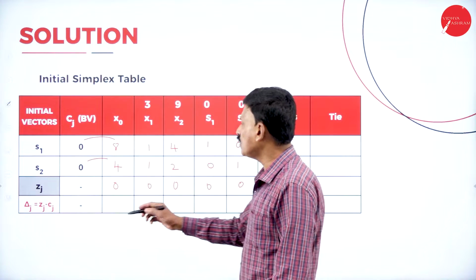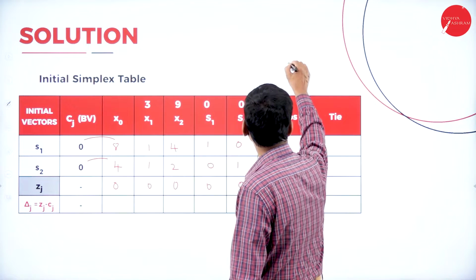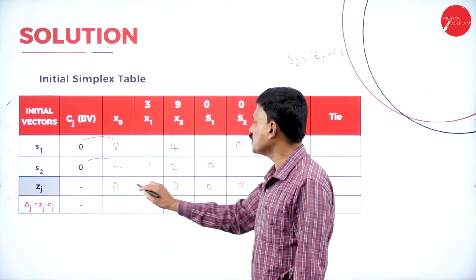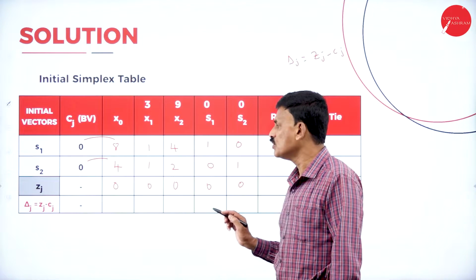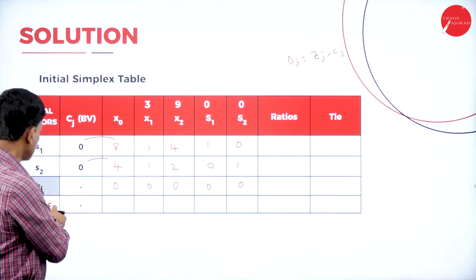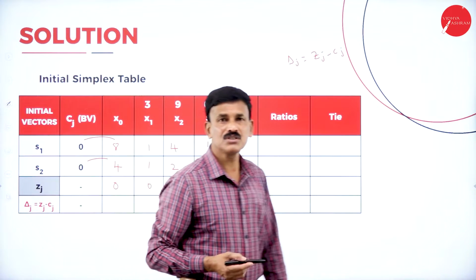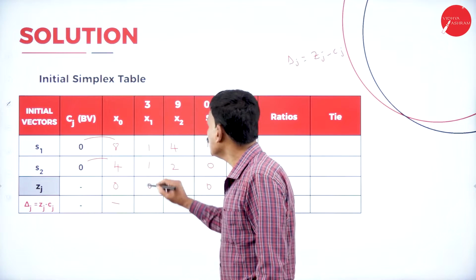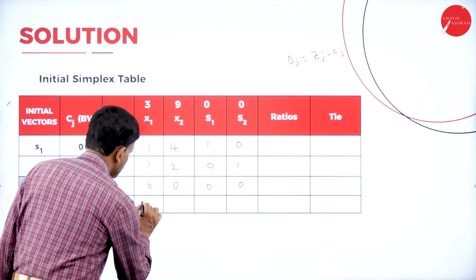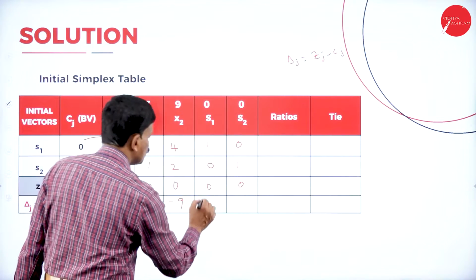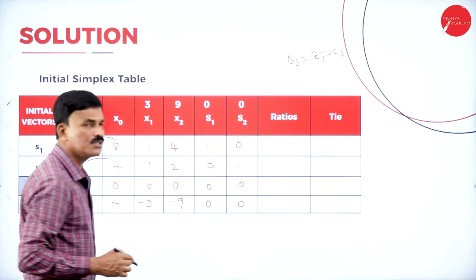Delta j is equal to Zj minus Cj. All the values in Zj are 0. So delta j equals Zj minus Cj: 0 minus 3 is minus 3, 0 minus 9 is minus 9, 0 minus 0 is 0, and 0 minus 0 is 0.